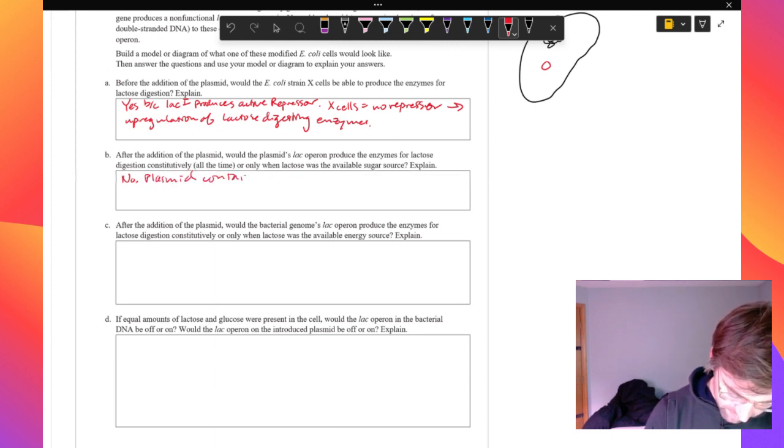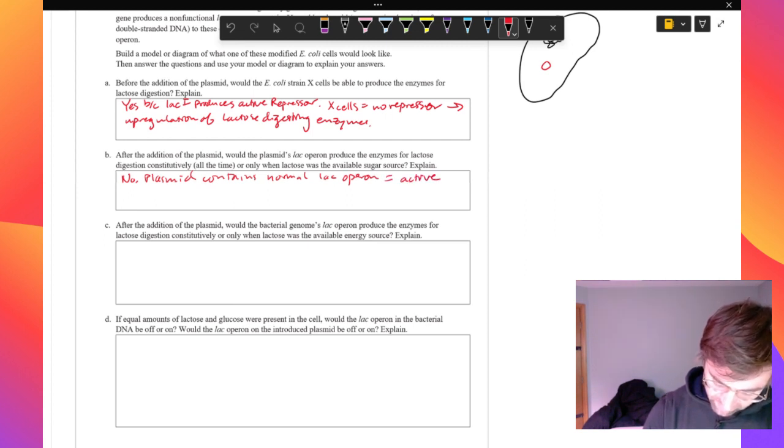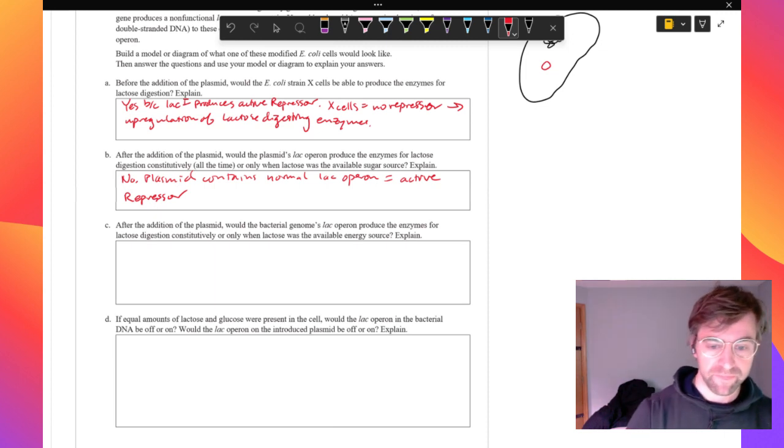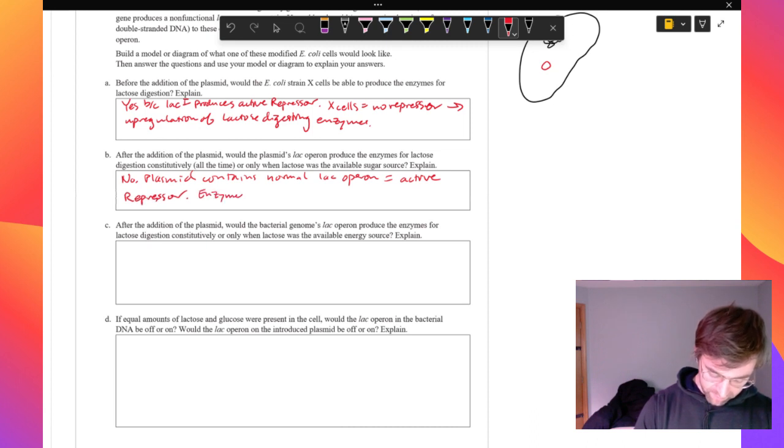Plasmid contains normal lac operon, meaning we would have active repressors. Enzymes produced only when lactose present.